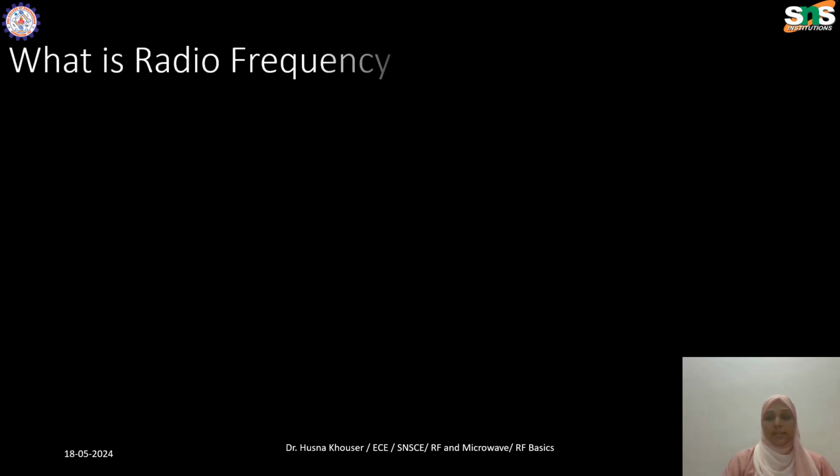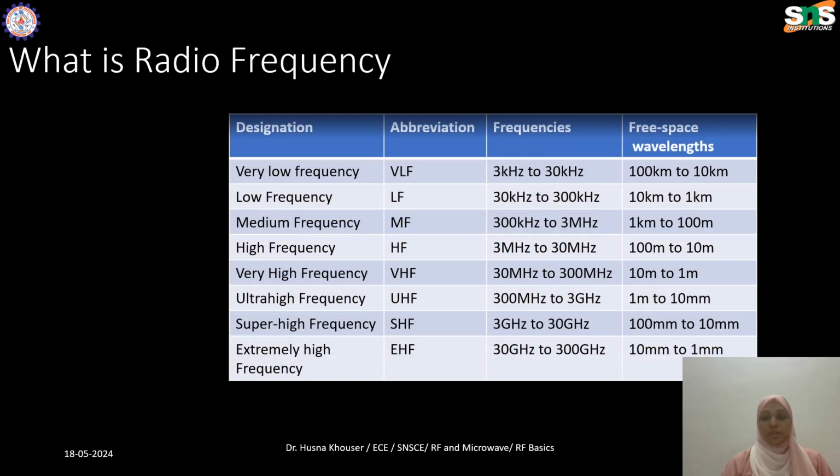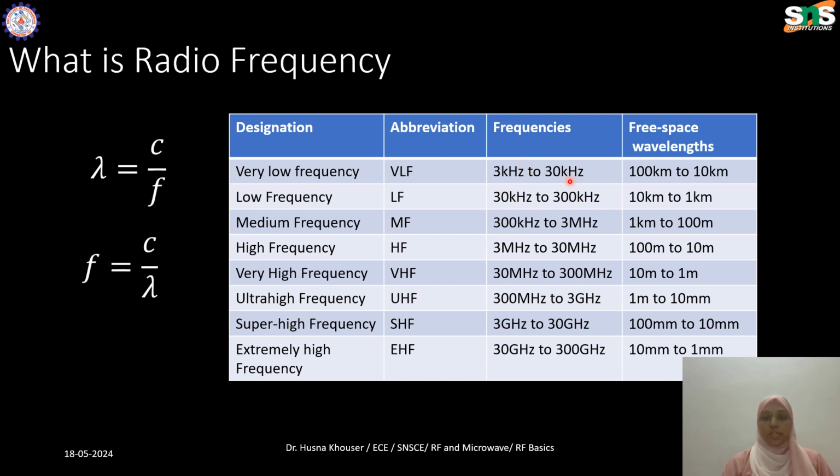As you can see, this is the RF spectrum table. Here the frequency has been divided into a number of ranges. There is the very low frequency range, that is 3 kHz to 30 kHz, the medium frequency range, 300 kHz to 3 MHz, the super high frequency, 3 GHz to 30 GHz, and the extremely high frequency, ranging from 30 GHz to 300 GHz.